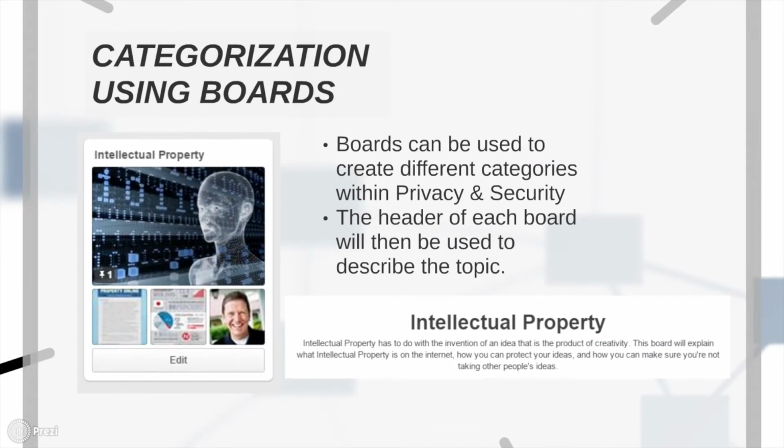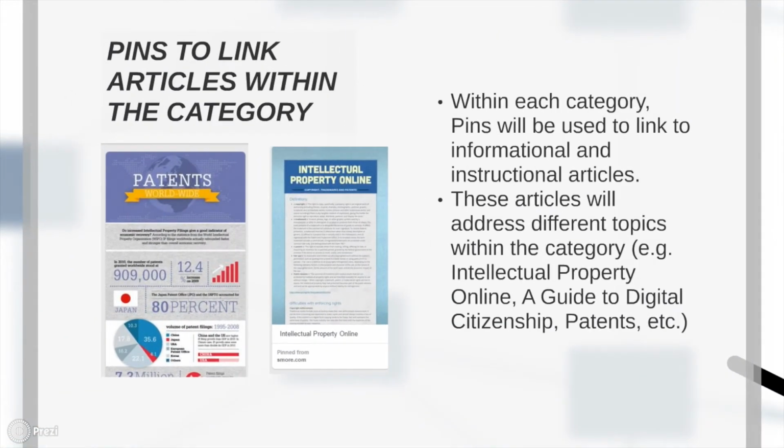Pinterest uses boards, which are similar to folders, to organize the information that will be shared. The boards will therefore be used to organize categories within the topic of privacy and security. The header of each board will then be used to briefly describe its category by defining what the topic is and how the topic applies to the user and addressing best practices within the topic.